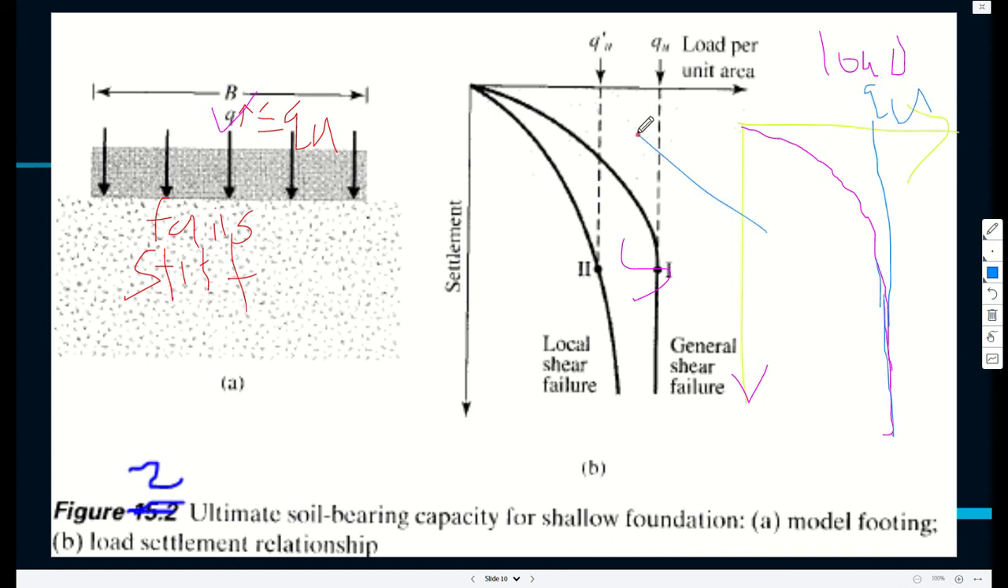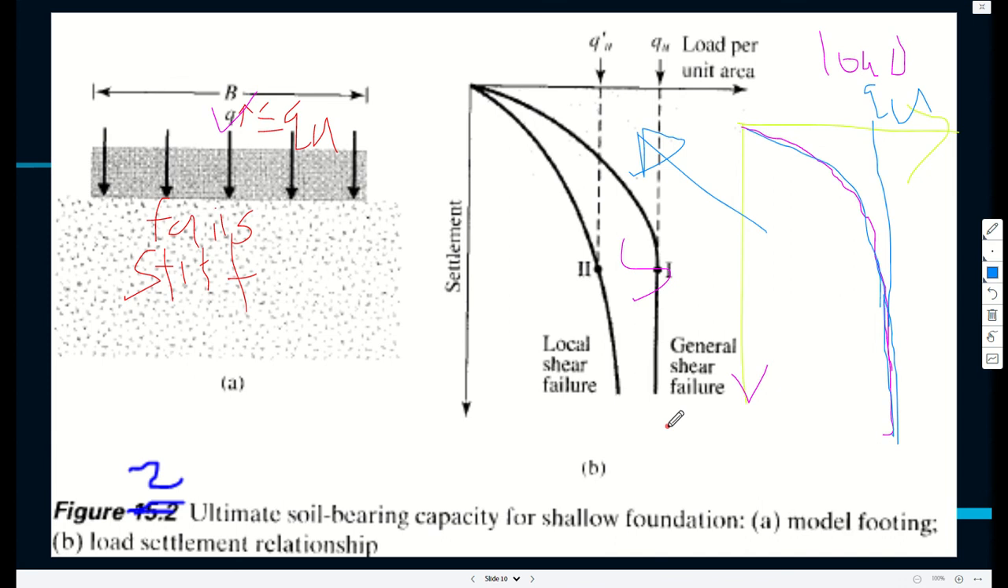You can refer to this figure. So you increase Q until punching occurs, such that settlement increases almost uncontrollably. So that is defined as QU. That is what we are trying to say.